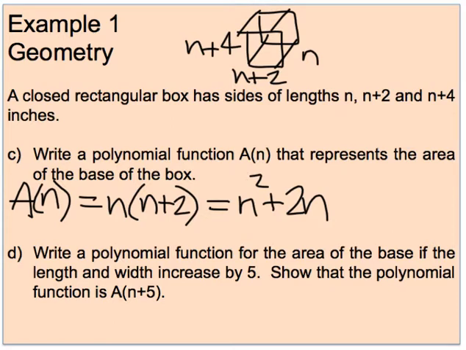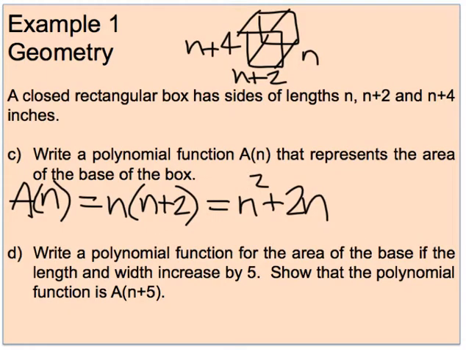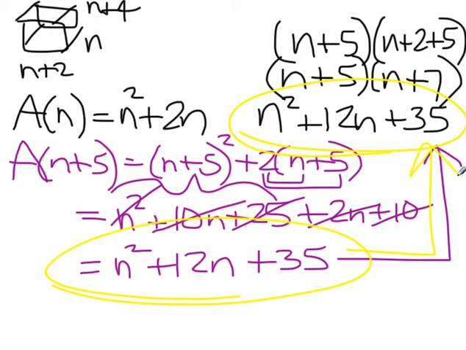So we wrote a polynomial function for the area of the base if the length and width increase by 5. So this was that first part. Then it said show that the polynomial function is really a of n plus 5. And that's what we did right here. We showed that these two things are really the same.